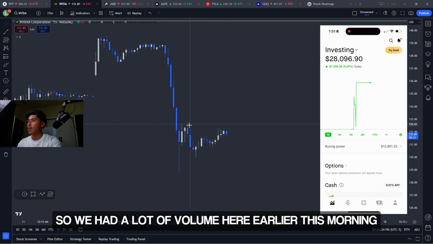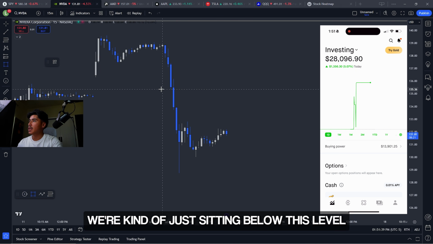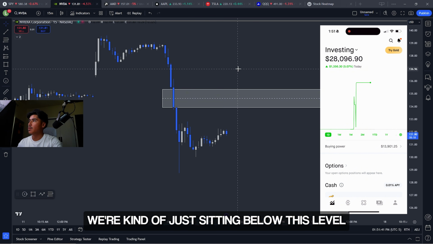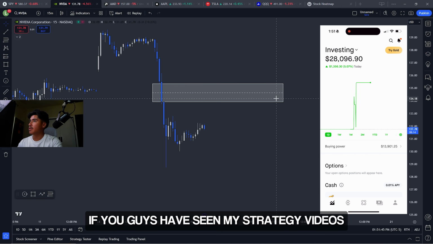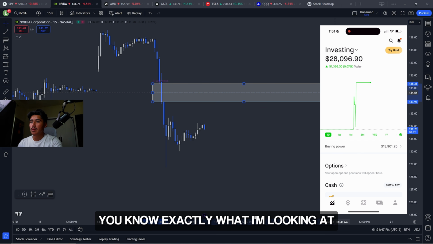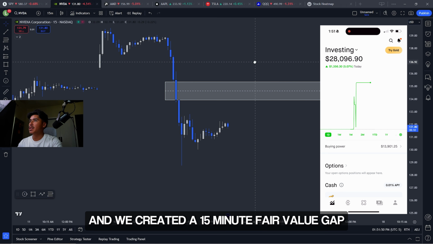So we had a lot of volume here earlier this morning and we never got a retracement. We're kind of just sitting below this level. We filled this gap. We fell below it. If you guys have seen my strategy videos, you know exactly what I'm looking at. And we created a 15-minute fair value gap.